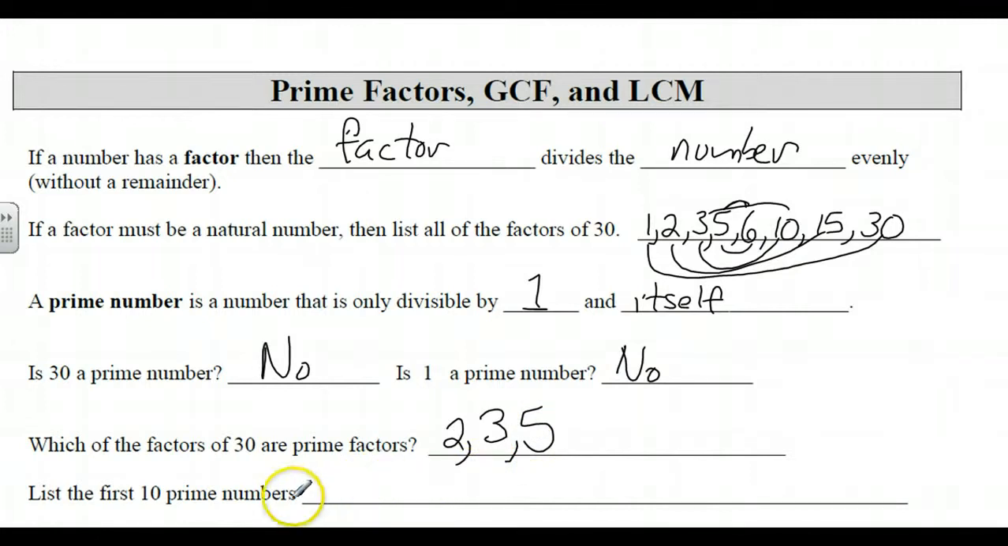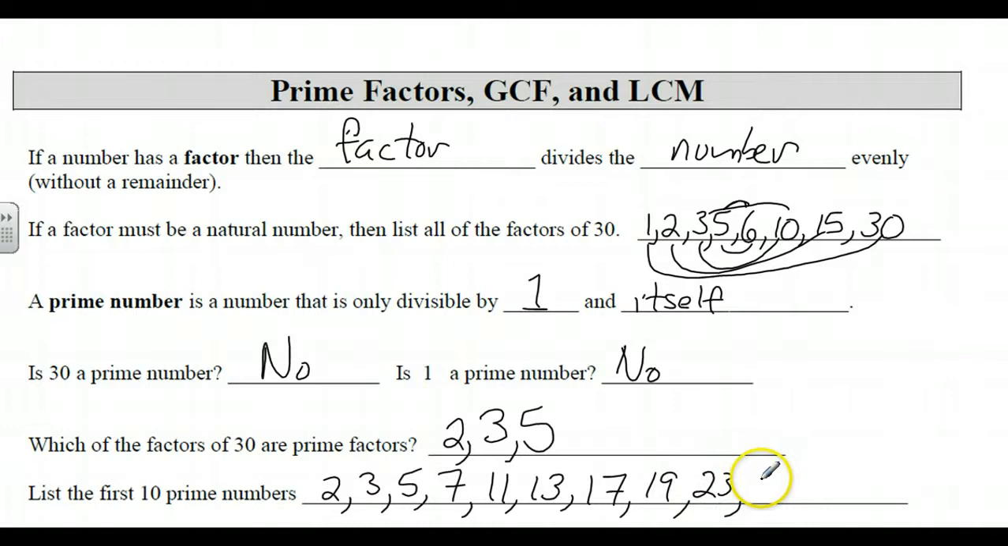List the first 10 prime numbers. Okay, so remember, we're starting with 2, 3, 5, not 6, but 7, no 8, no 9, no 10, 11, not 12, 13, and we keep going, 14, even, so skip all the evens, 15, no, 16, even, 17, 19, 21, no, 23, 25, no, 27, no, 29. That's our 10th prime number. So actually a fair number of them early on.